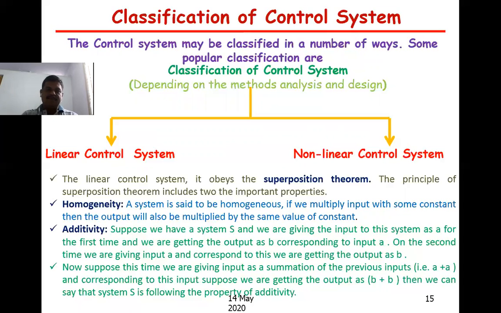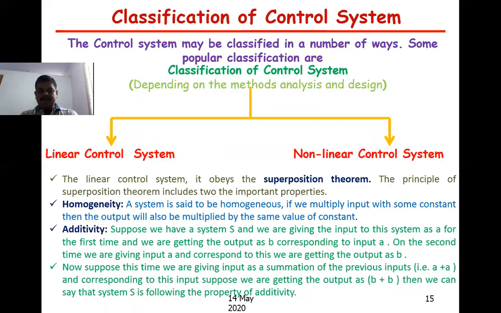In control system engineering, we will only study the linear control system. So what is the meaning of a linear control system? It obeys the superposition theorem. The principle of superposition includes two important properties: homogeneity and additivity.